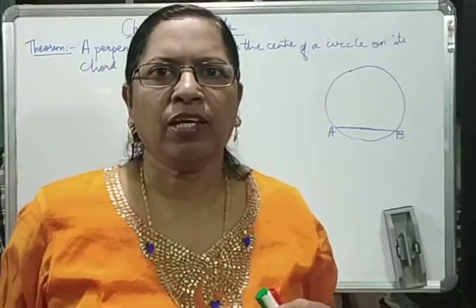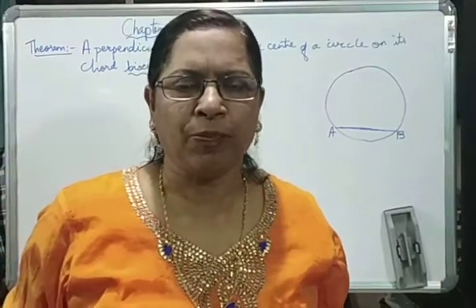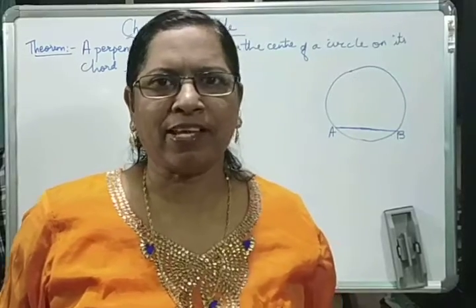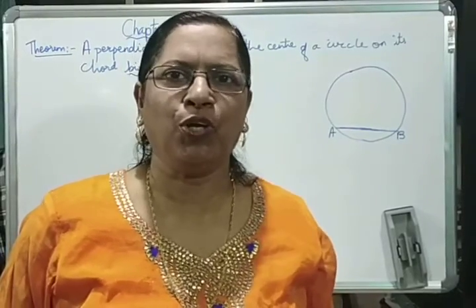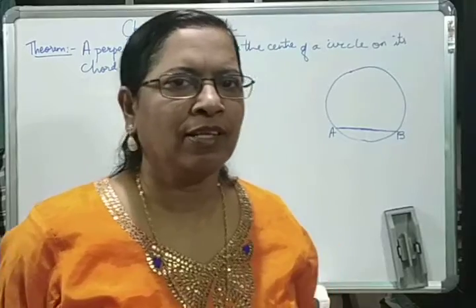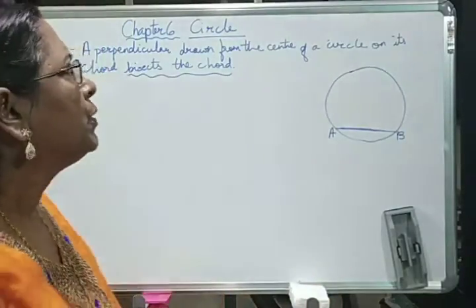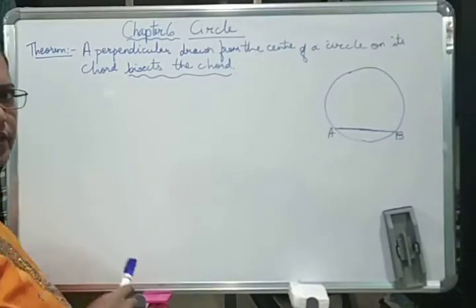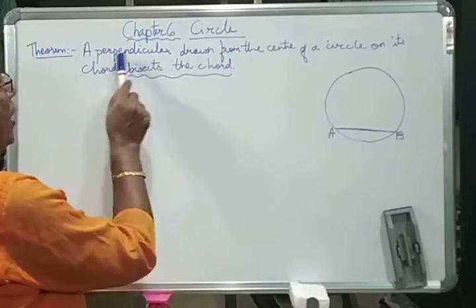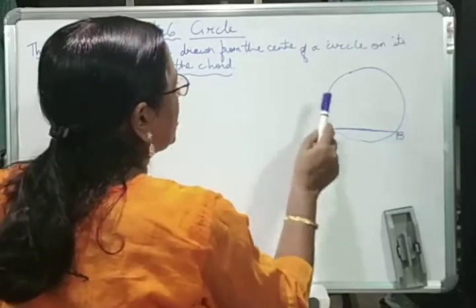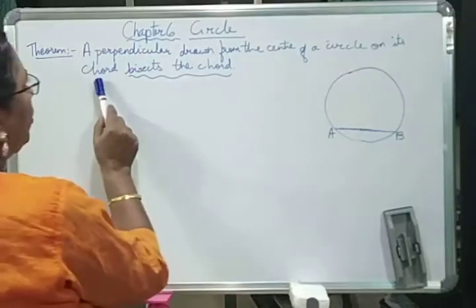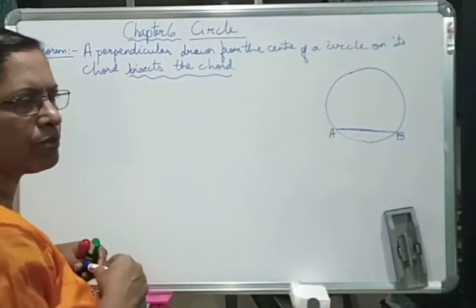Boys, today I'm going to start a new topic, Chapter 6 Circle, which is there for your second unit test. Now, this is the theorem which I have written. A perpendicular drawn from the center of a circle on its chord bisects the chord.